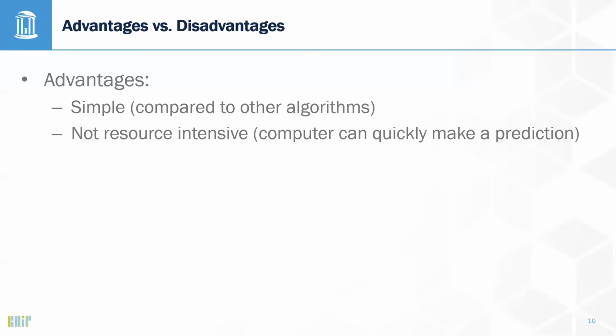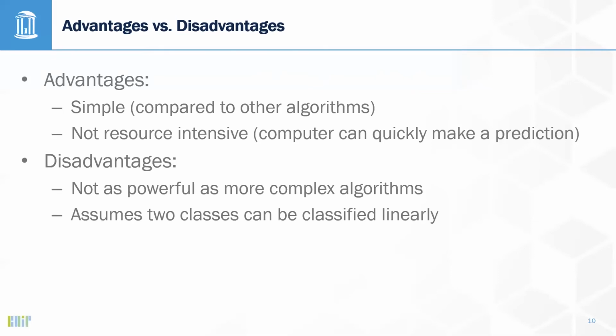Now, what are the disadvantages? As stated earlier, logistic regression is a simple algorithm compared to others. This means it may not be as powerful or accurate as other prediction algorithms available. In addition, it assumes that two classes or predictions can be teased out separately based on a linear relationship. What the heck does this mean?